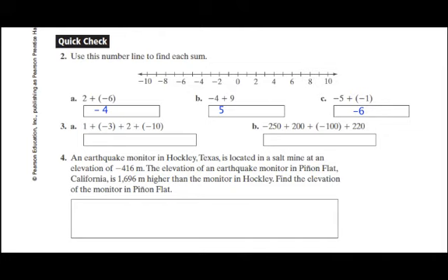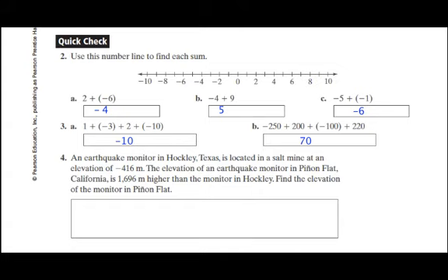Now let's try 3A. For this one, we're just adding, so we're going to have to work from left to right. 1 plus negative 3 is negative 2. Negative 2 plus 2 is 0. 0 plus negative 10 is negative 10. For part B, we have negative 250 plus 200. That's negative 50. Plus negative 100 would give us negative 150. Plus 220 would give us an answer of positive 70.